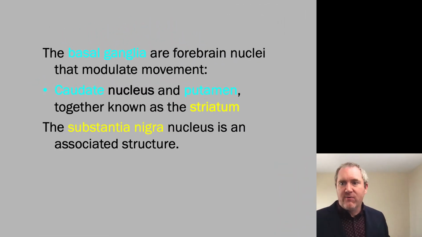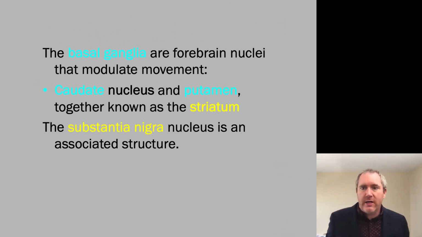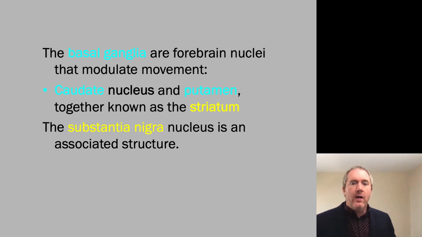The basal ganglia are four brain nuclei that modulate movement. The caudate and the putamen are together known as the dorsal striatum. The substantia nigra is a nucleus that innervates the dorsal striatum with dopamine. The dopamine neurons from the substantia nigra project to this region, and it's the degeneration of these dopamine neurons that leads to Parkinson's, whereas in Huntington's, you see more degeneration in the caudate and the putamen.